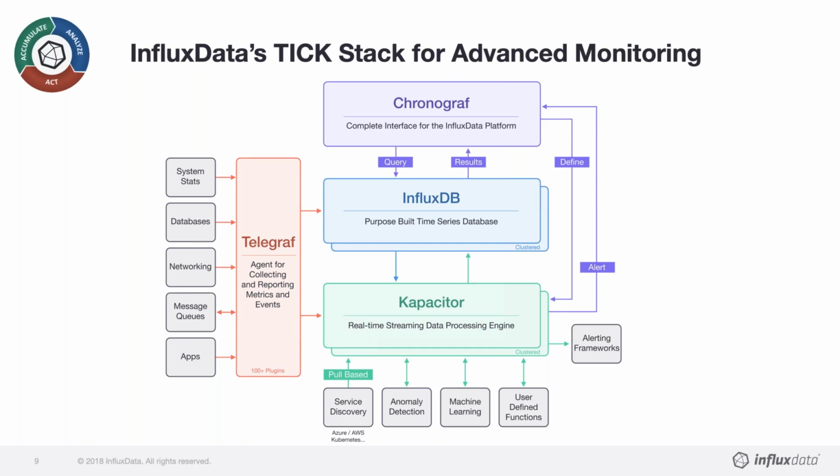And we support all types of alerting frameworks. Kapacitor can work with Opsgenie, PagerDuty, Sensu, and several other industry standards. It can even post a message on your Slack channel as well. And then at the bottom, you see service discovery with Azure, AWS, Kubernetes. We also do anomaly detection, as I highlighted earlier.